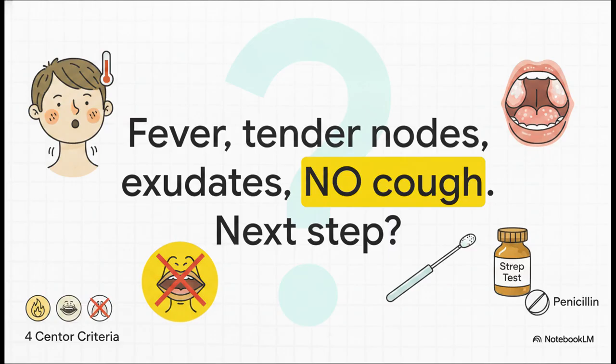Having all 4 Centor criteria makes streptococcal pharyngitis highly likely. Don't just send them home with supportive care unless they only have viral symptoms, like a prominent cough and conjunctivitis.